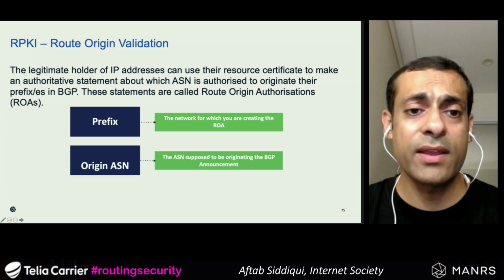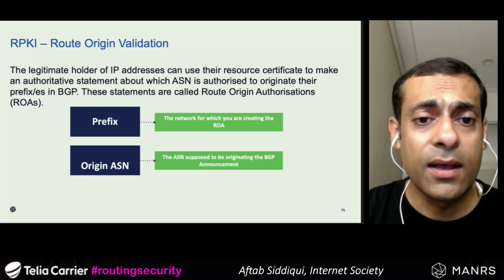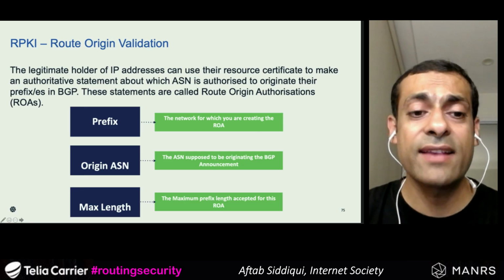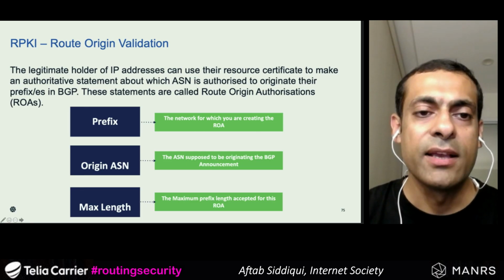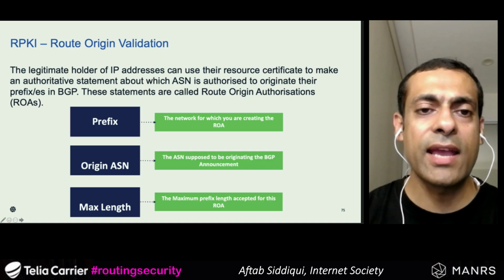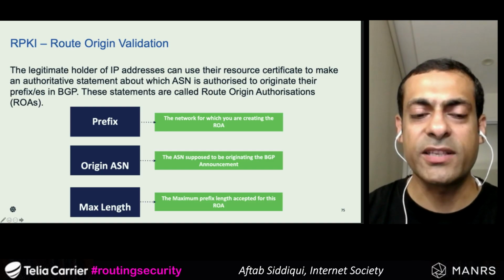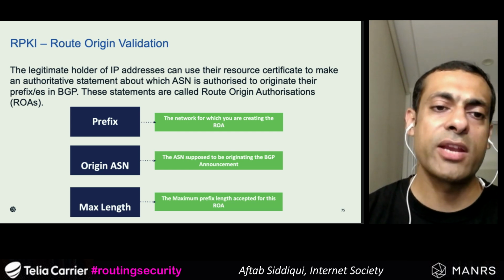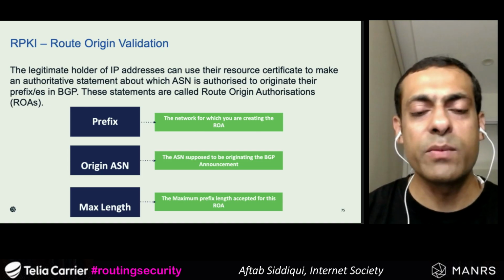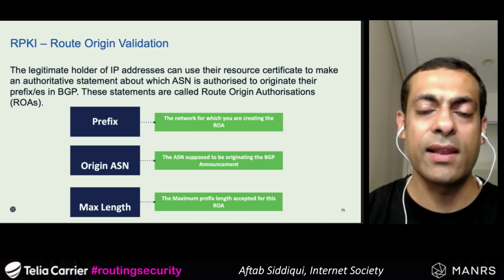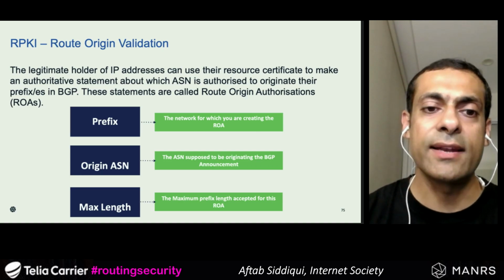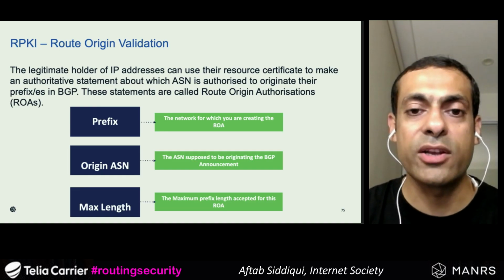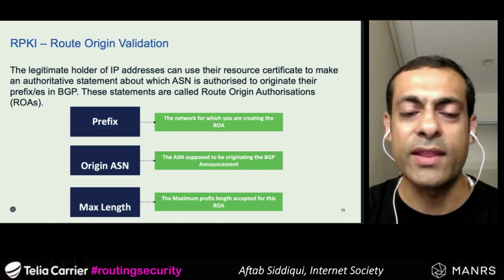And how does that work? It's a three-level model. You look at the prefix, you look at the origin ASN, and you look at the maximum length. So if somebody is trying to hijack a specific, like /24, and you have only a ROA for /22, they will not be able to do it, because validation will tell you that it's an invalid route, as there is no specific /24 ROA for that announcement.